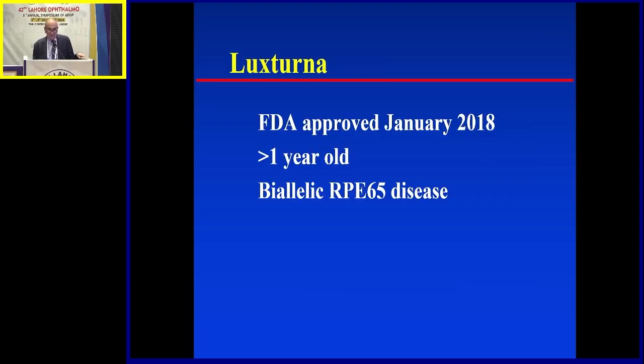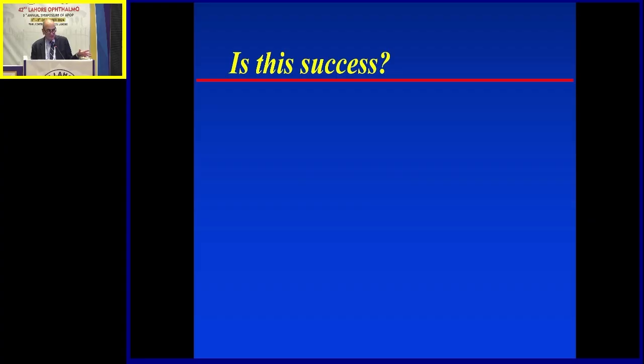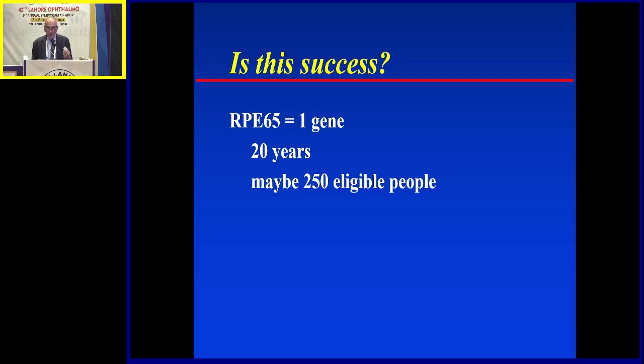In 2018, the FDA approved Luxturna for clinical treatment, the first gene therapy in the human body. Very exciting, right? But is it really? Let's look at this. Tell me, is this a success? It's for one gene. One gene, that's it. It took 20 years to get treatment for one gene. There's maybe 250 eligible people in the United States. Most of them have already been treated.